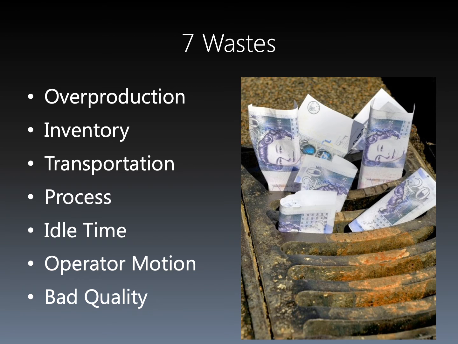These 7 wastes were originally defined by Taiichi Ohno and are described in his book, Toyota Production System Beyond Large-Scale Production. The 7 wastes are overproduction, making ahead of schedule and making more than is required; inventory, all unnecessary raw materials, work in progress and finished goods; transportation, unnecessary moving and handling of parts; process waste, overcomplicated or unnecessary processes; idle time, operator and machine waiting; operator motion, excess reaching, twisting, turning, bending, walking; and finally, bad quality, that is, scrap and rework.